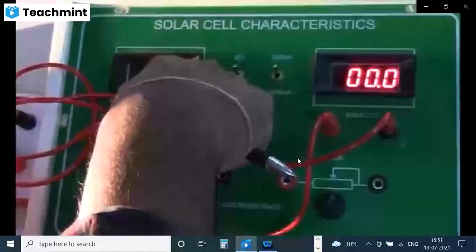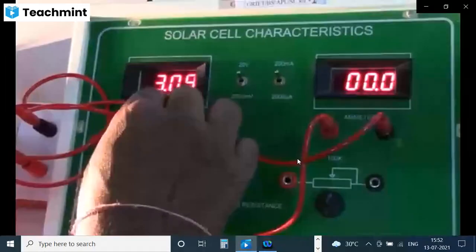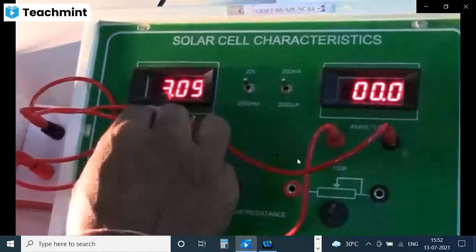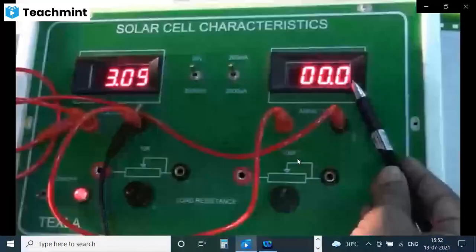It is 3.09 volts. This voltage is called the open circuit voltage because I open the circuit. The current is 0 and the voltage is maximum. This is an open circuit voltage. So the open circuit voltage is defined as the maximum voltage obtained at 0 current.